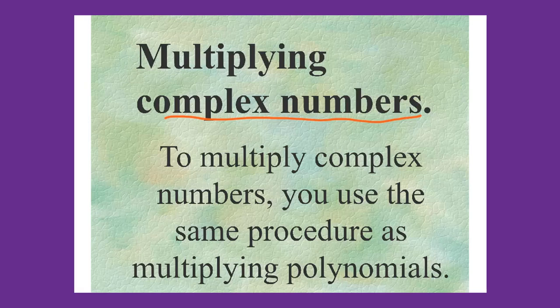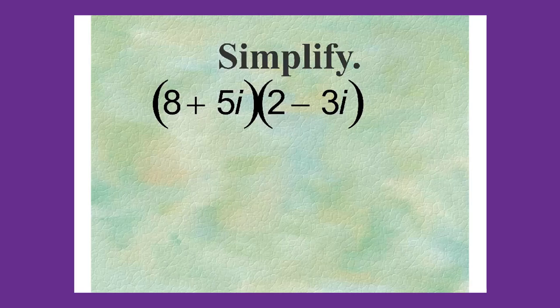For multiplying complex numbers, it's the same procedure as we multiply polynomials. After you multiply, you get i squared equals -1. That's the difference from polynomials. Example, 8 plus 5i times 2 minus 3i. We do the FOIL like this.